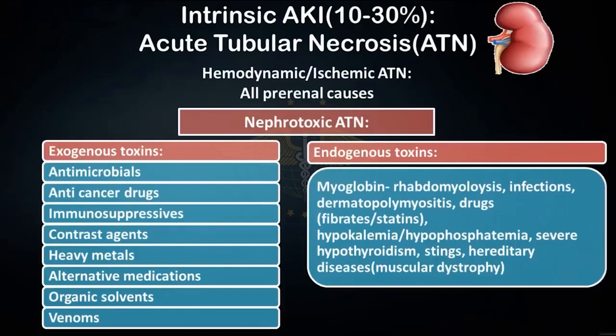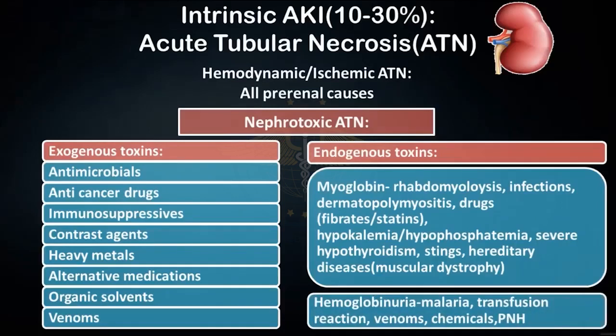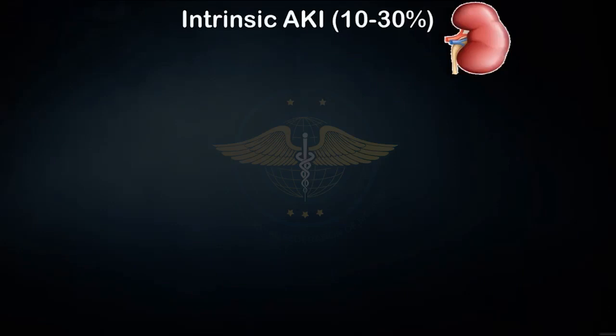Release of hemoglobin can also cause nephrotoxic ATN, which is seen with severe malaria, transfusion reactions, again snake venoms and chemicals, and paroxysmal nocturnal hemoglobinuria. Intrinsic AKI can also occur because of involvement of the renal vessels.